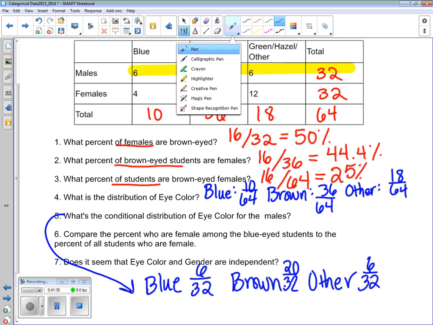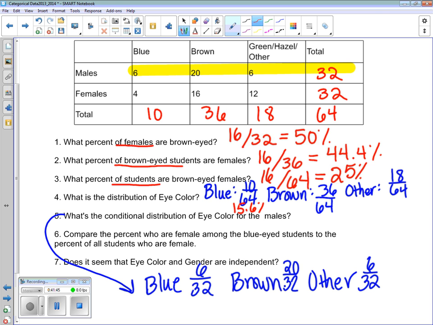Because you can. What I mean is this. Let's go ahead and write the percentage. What's 10 divided by 64? I'll just write the numbers. 15.6. All right. And brown was 56.3. Other was 28.1. Now we're going to look just for males. I have 18.8%, 62.5%, and 18.8.